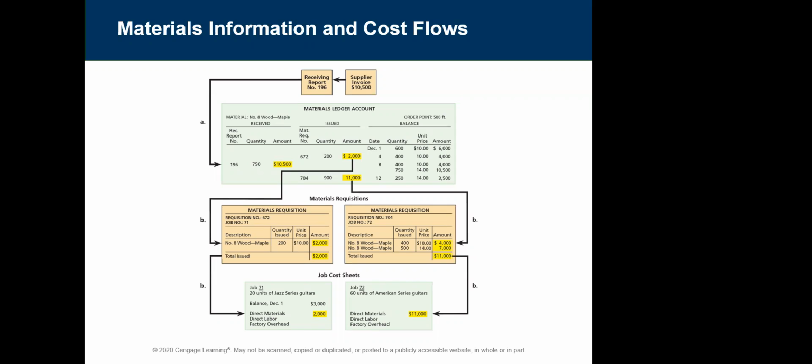Okay. So when the business gets the materials, their journal entry is going to be debit materials and then credit cash.